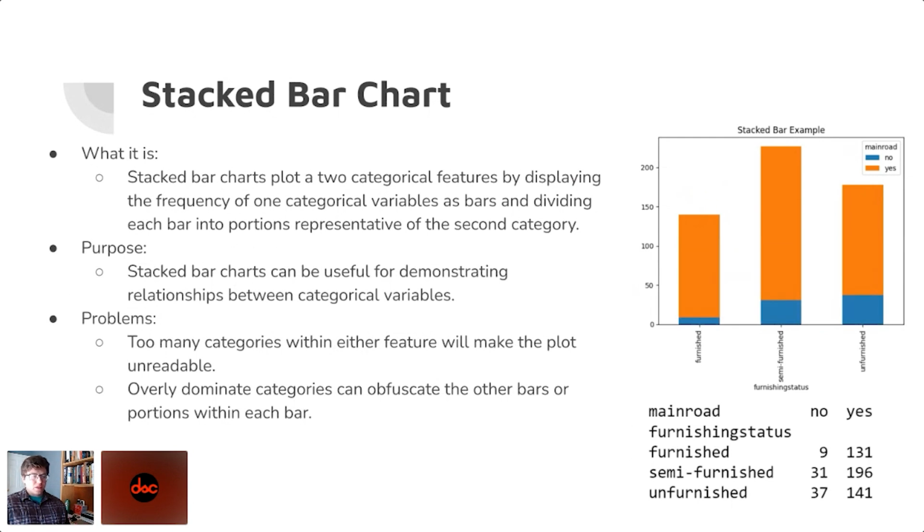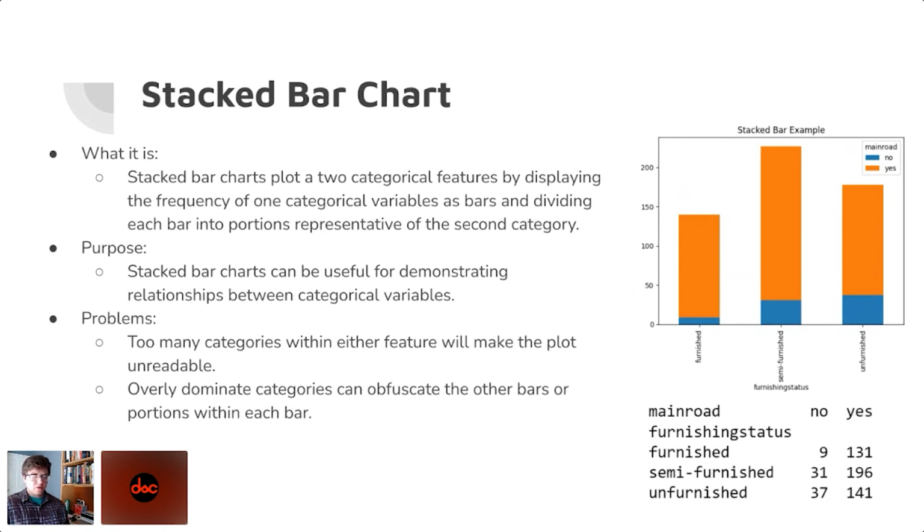So, unlike the previous two, this is good for demonstrating the relationship between two categorical variables. You can see that the categories of one categorical variable are split up into different bars, and each bar is further split on another category. So these relationships can be very easy to demonstrate to your user via these charts.